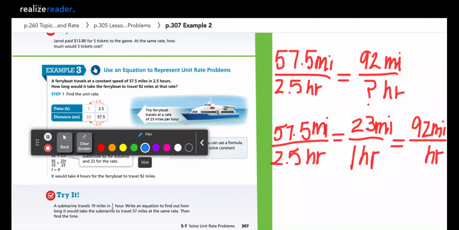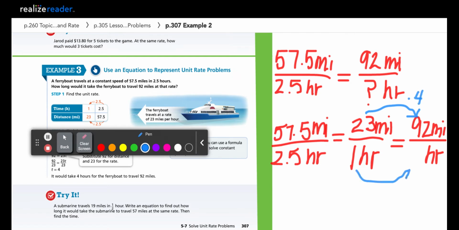So now we have to figure out 23 times what is 92. Well, in order to figure out 23 times what is 92, we can do 92 divided by 23. And that is, I believe it's 4. 92 divided by 23 is 4. Yep. So 23 times 4 is 92.